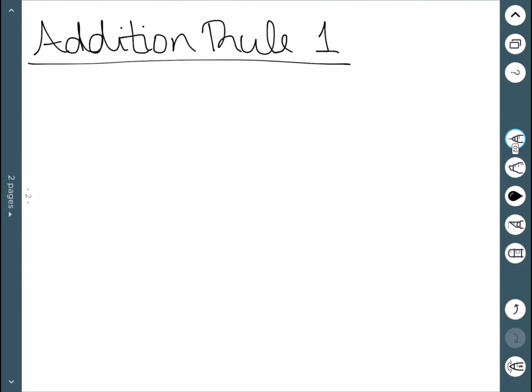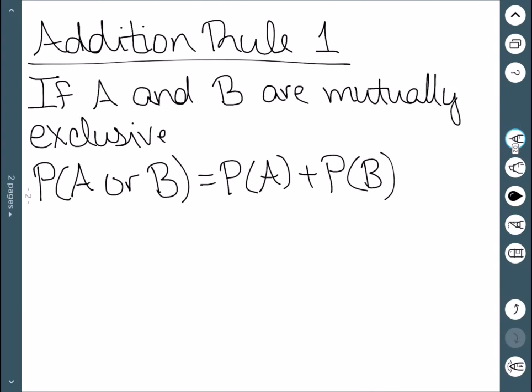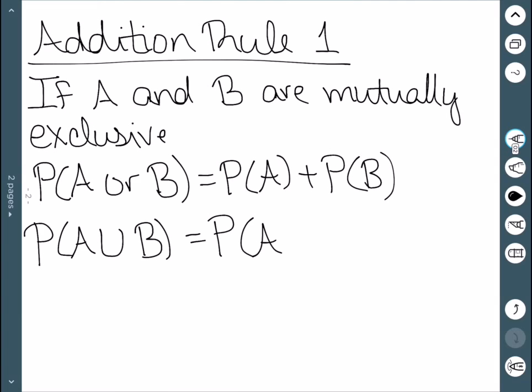So we have two addition rules for probability, and we'll start with the first of these. If we have two events that are mutually exclusive, the probability of A or B is equal to the probability of A plus the probability of B. We may also see this using this notation here. It looks like a U, and it actually means union. It's another way to represent A or B. Therefore, if our events are mutually exclusive, all we need to do is add the two probabilities.